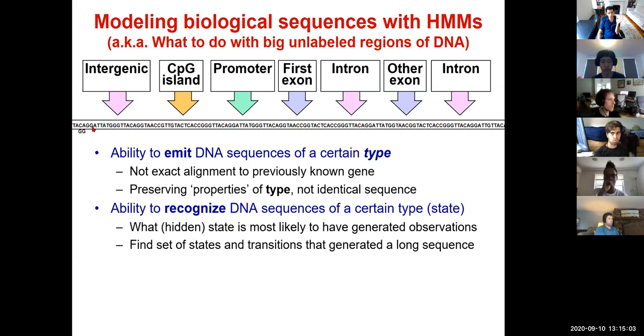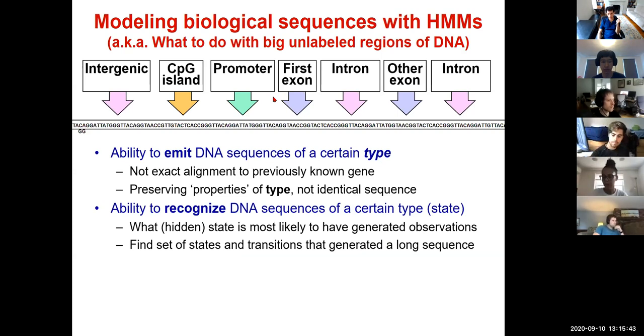And more broadly, across a very long sequence, how do we find the set of states and transitions between these states that generated a long sequence? So let's see who's with me so far on the second part. So the first part is going down the arrow. The second part is going back up the arrow and basically recognizing what hidden state most likely gave rise to the observation that I have of my particular sequence. Whereas the first part is saying, I'm in an intron state and I want to generate examples from that state, and that's going down the arrow rather than back up the arrow.